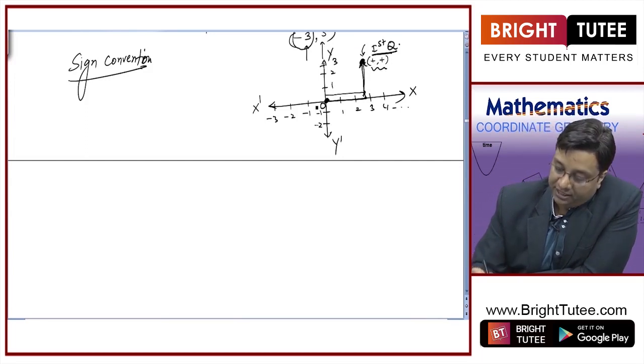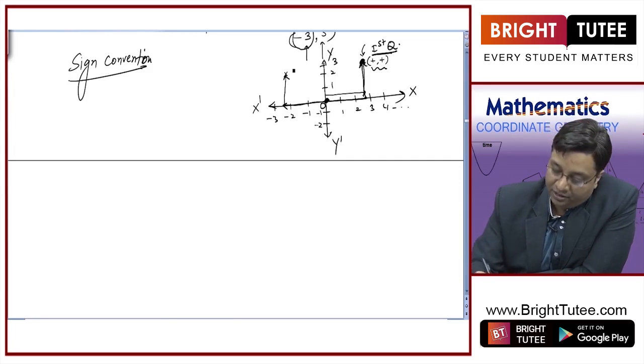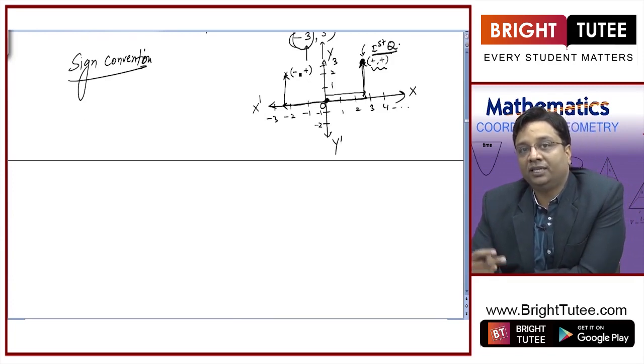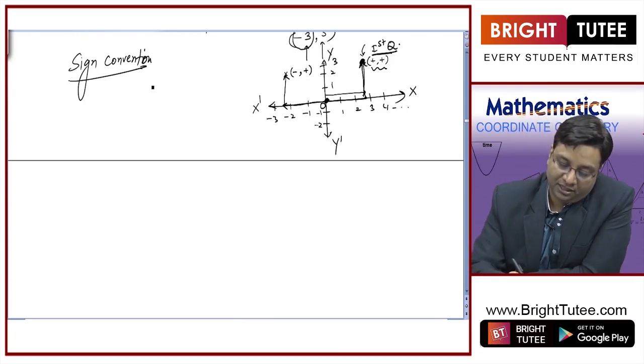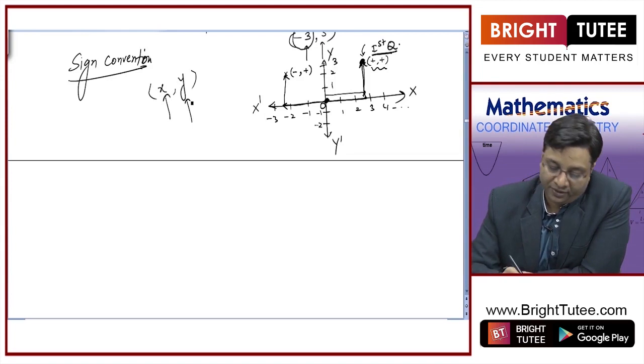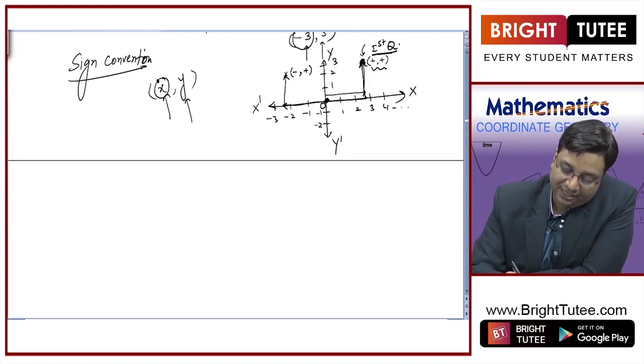In the second quadrant, if there is a point, I need to go in the negative x direction and then the positive y direction to reach it. So the x coordinate is negative and the y coordinate is positive. Why am I going in the x direction first? Because of the convention that the first coordinate written in this bracket is the x coordinate and the second is the y coordinate. So I go in the x direction first and then the y direction.